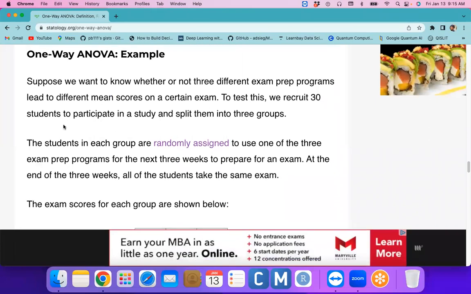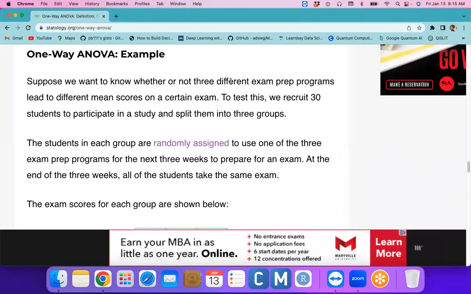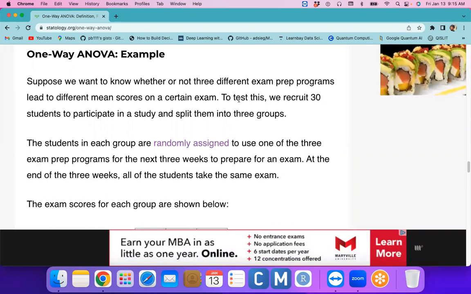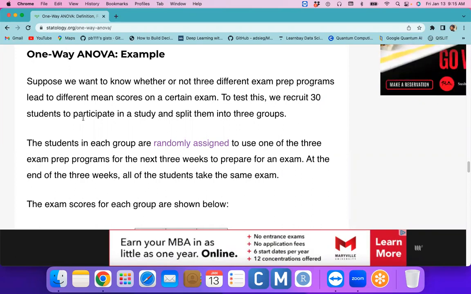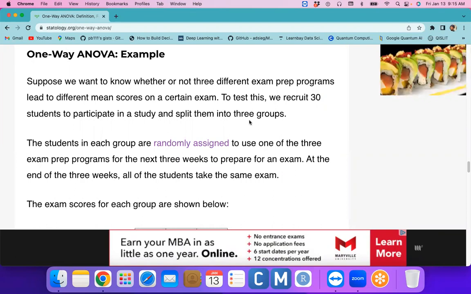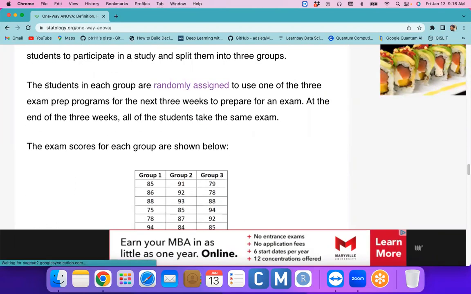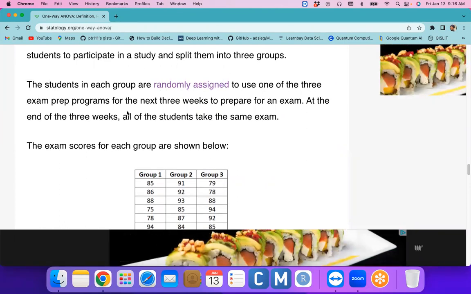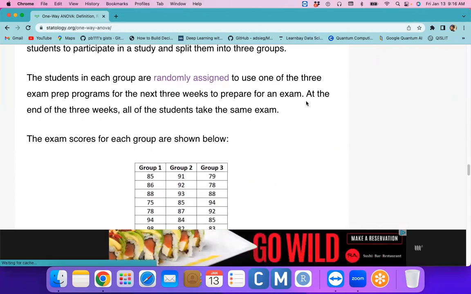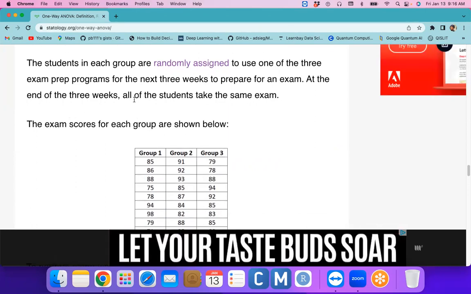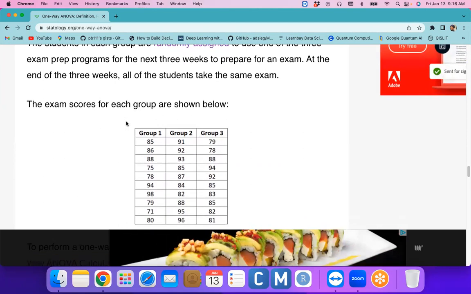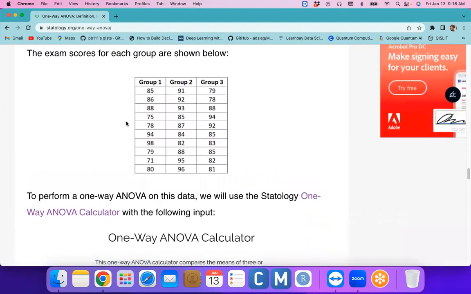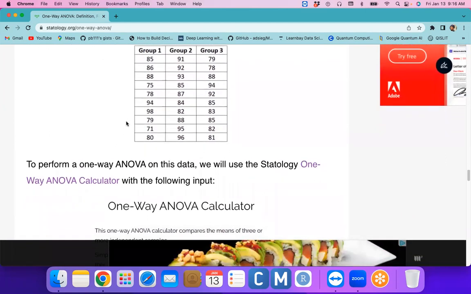Let's have an example. Suppose we want to know whether three different exam preparation programs lead to different mean scores on a certain exam. To test this, we recruit 30 students to participate in this particular study and split them into three groups. The students in each group are randomly assigned to use one of the three exam preparations for the next 3 weeks to prepare for one particular exam. At the end of 3 weeks, all the students take the same exam, and I want to test whether all groups perform the same or not the same.